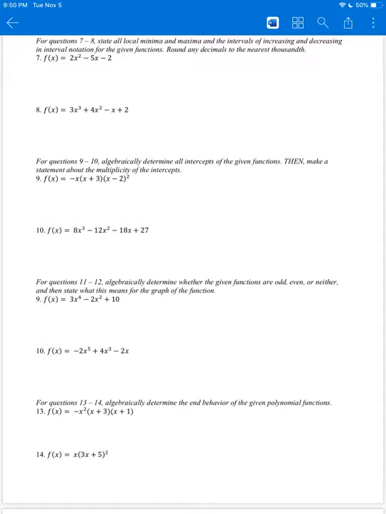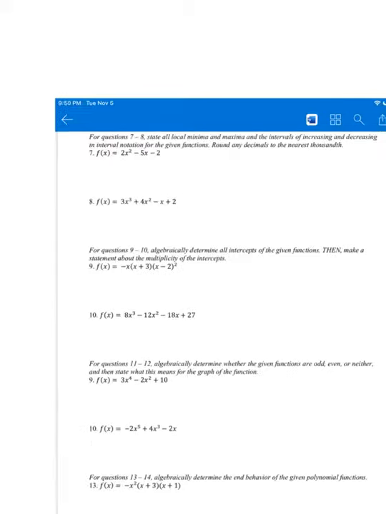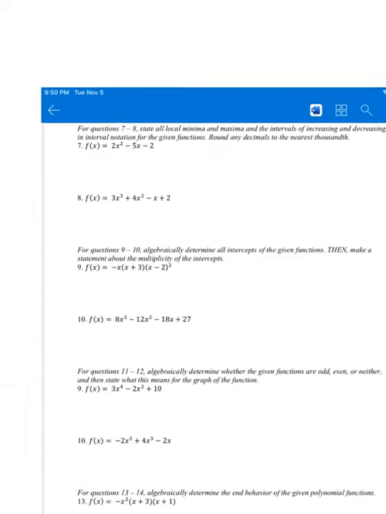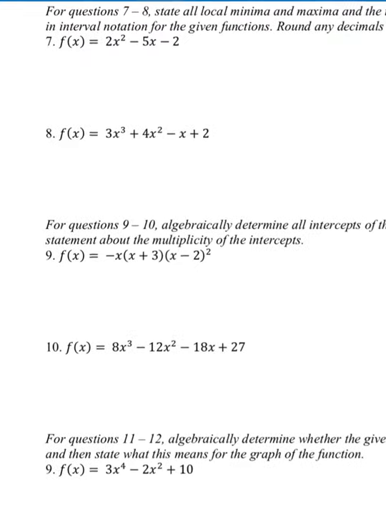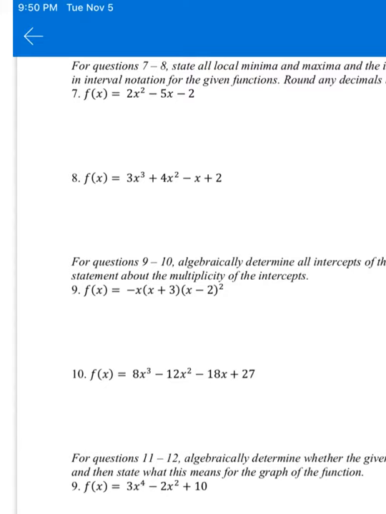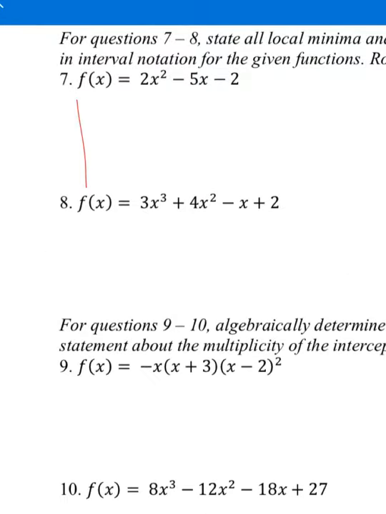Numbers 7 and 8, it's the same functions that we were just looking at, and it wants you to find the local mins, maxes, and then the increasing and decreasing intervals in interval notation. And then if there are any decimals, we round them to the nearest thousandth, which is 3 places. So I actually was just working with these two functions a second ago. So we know that number 7 looks like this.